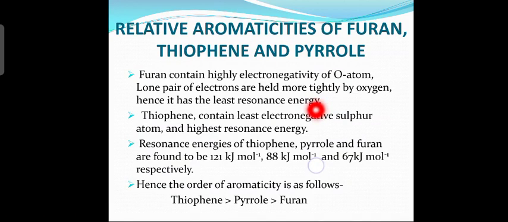The resonance energies of thiophene, pyrrole and furan are found to be 121 kilojoules per mole, 88 kilojoules per mole, and 67 kilojoules per mole. So what is the order of aromaticity here? Thiophene is greater than pyrrole, which is greater than furan. So these are the relative aromatic properties of furan, thiophene and pyrrole.